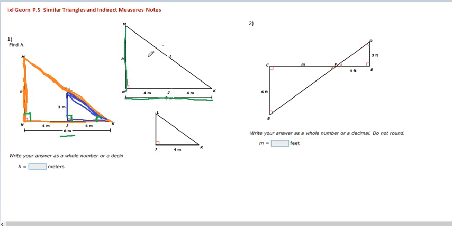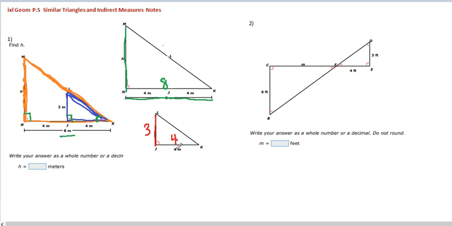Sometimes, if your brain works that way, I just draw the two triangles out separately. So here's our larger triangle. It's got a length of 8 this way, and the height is h. And then this smaller triangle has a height of 3, and this length is 4.